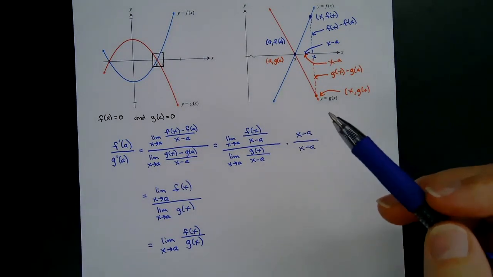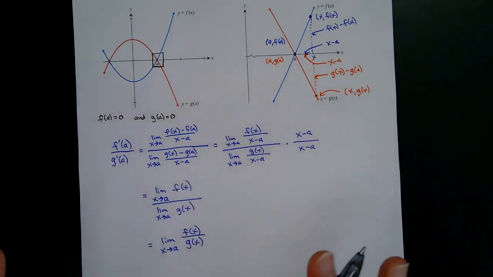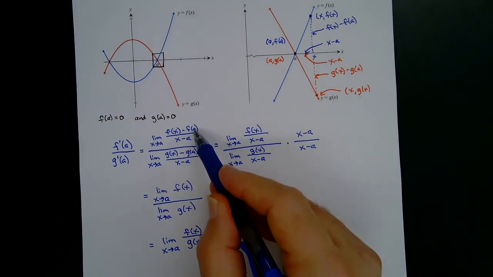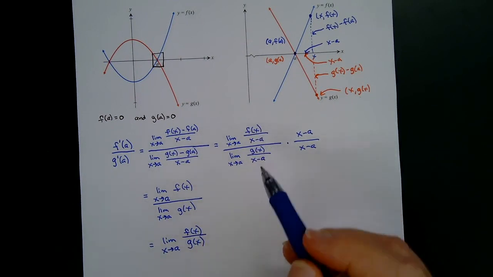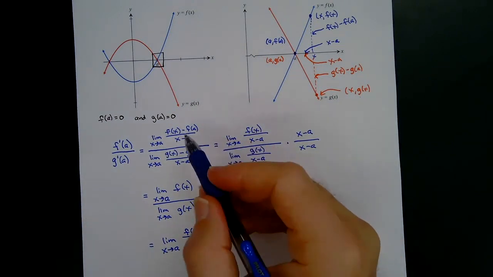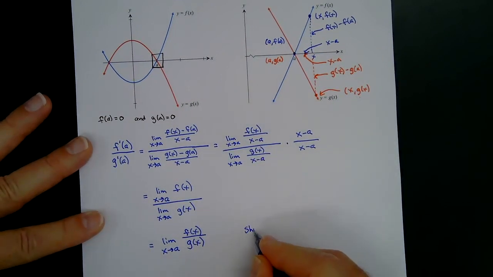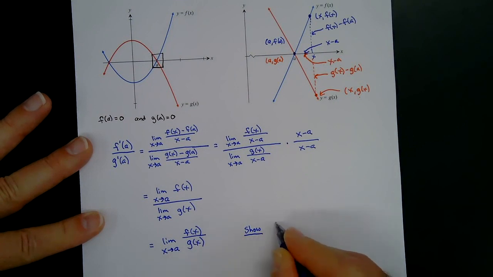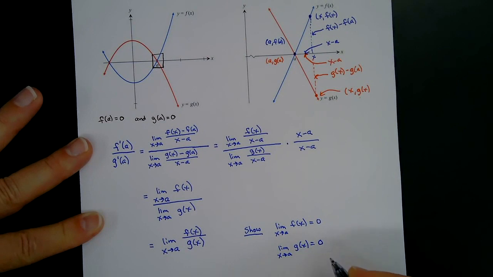Now, there is one thing that must be said: this whole argument was based on f of a and g of a being 0, because that allowed this to become f of x and this one to become g of x. So for this to be true, these two both have to be 0. This is going to be an important step in all this: we always have to show that the limit as x approaches a of f of x equals 0, and the limit as x approaches a of g of x has to equal 0.